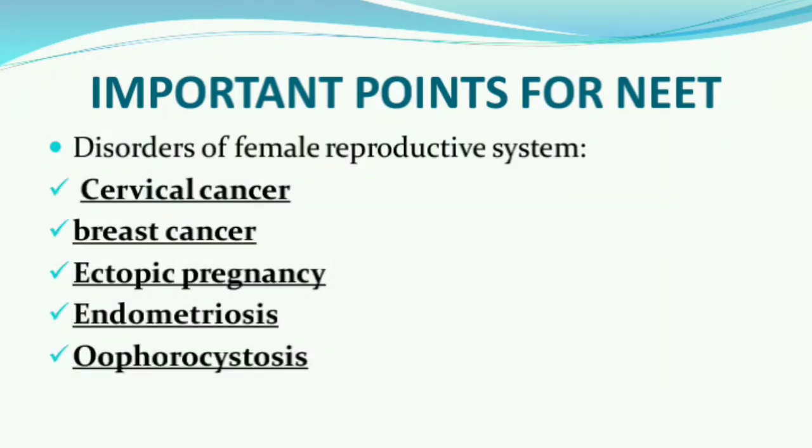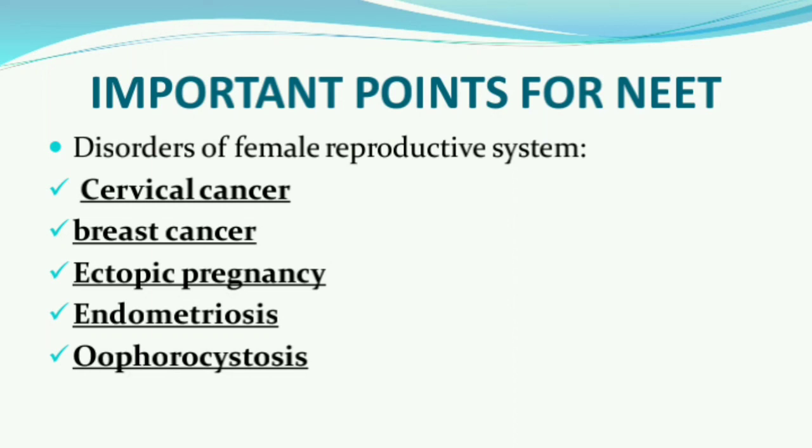Now the disorders of the female reproductive system. It's very important. The first one is cervical cancer. Now the first question of this lecture: do you know the name of the microorganism, it may be bacteria, it may be virus, that is associated with cervical cancer, and the test that is performed to detect cervical cancer? If you know the answer, write in the comment section below.